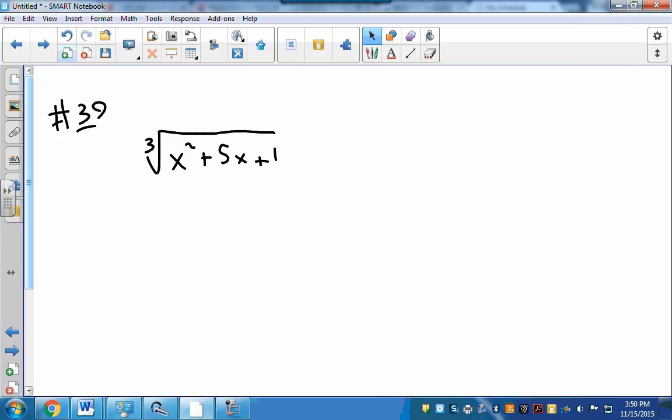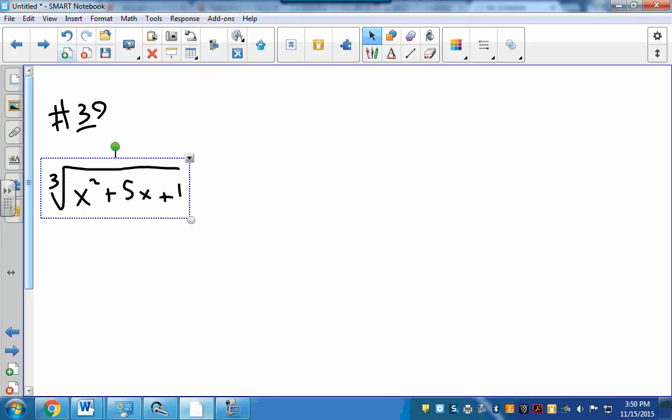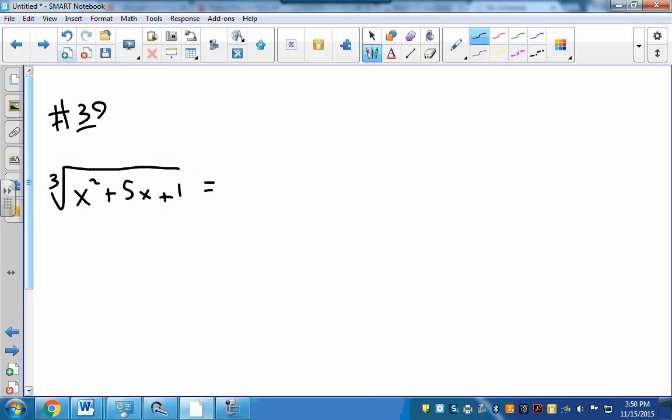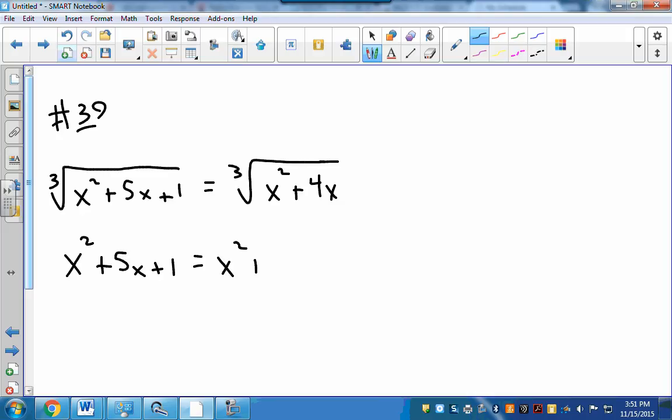And let me go ahead and move that over here so I get a little bit more room. Equals the cube root of x squared plus 4x. And the task is, again, solve for x. So we'll cube both sides. x squared plus 5x plus 1 equals x squared plus 4x. We'll subtract off the x squares and move the 4x across, so we get x plus 1 is 0, so x is negative 1. Let's go back and do the check.